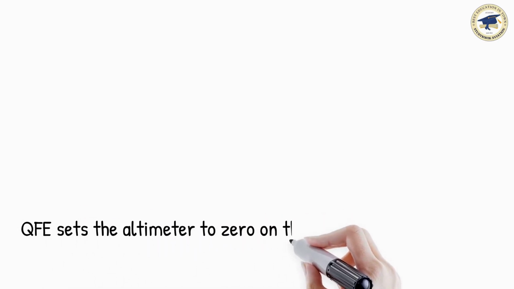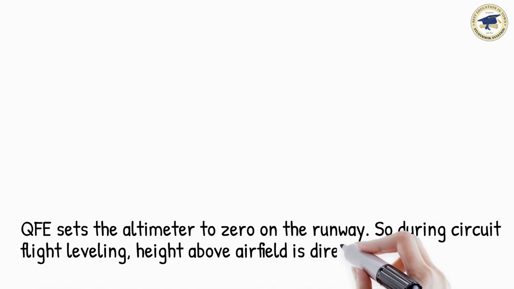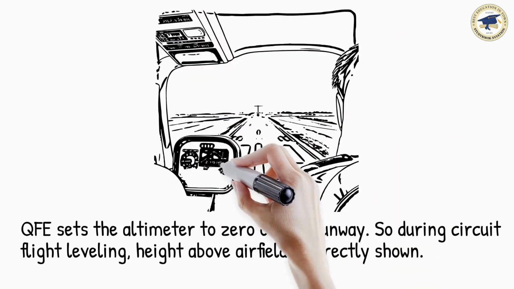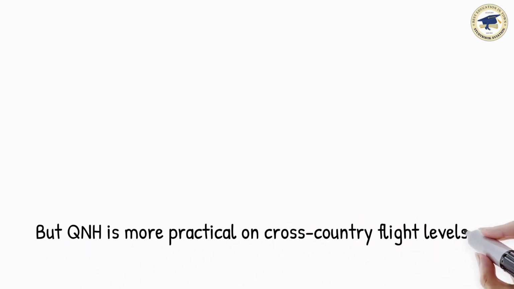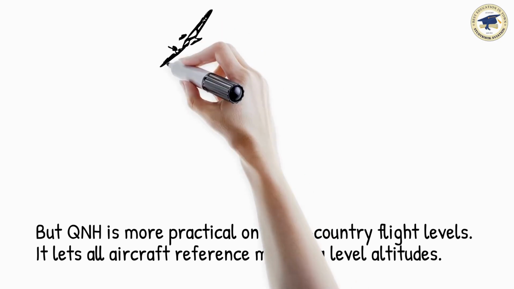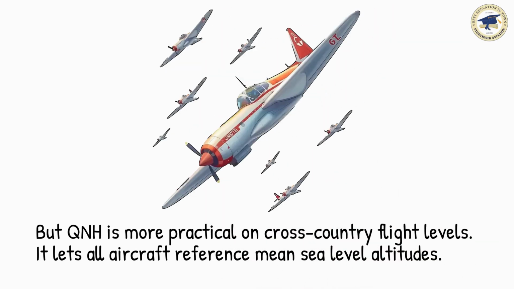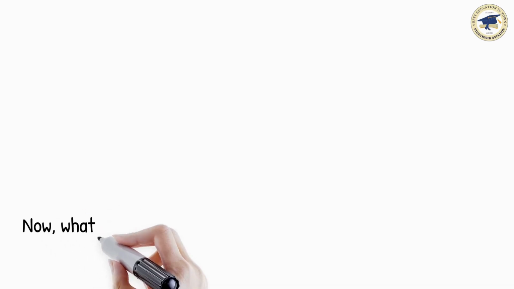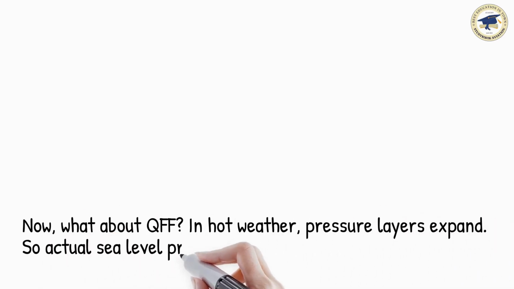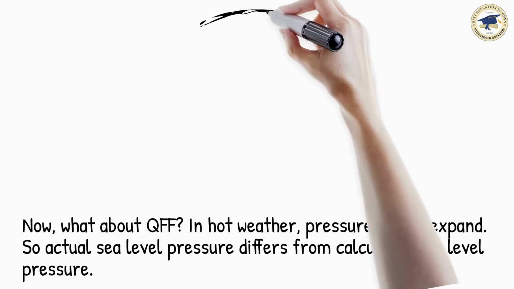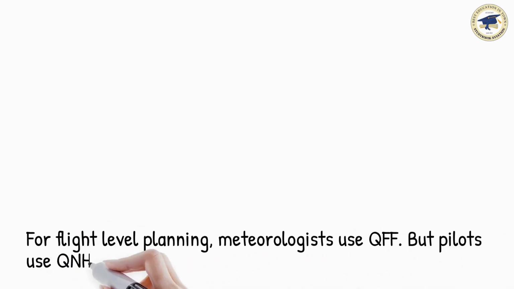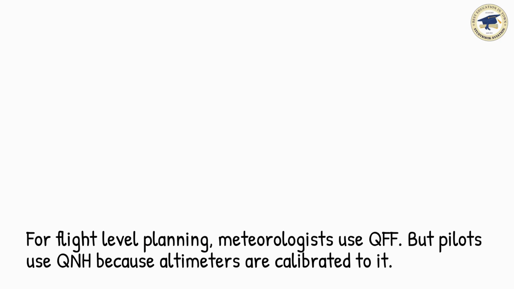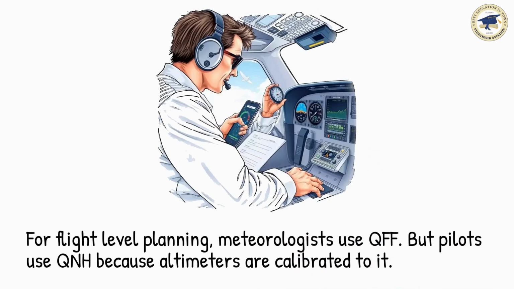QFE sets the altimeter to 0 on the runway, so during circuit flight leveling, height above airfield is directly shown. But QNH is more practical on cross-country flight levels. It lets all aircraft reference mean sea level altitudes. Now, what about QFF? In hot weather, pressure layers expand, so actual sea level pressure differs from calculated sea level pressure. For flight level planning, meteorologists use QFF, but pilots use QNH because altimeters are calibrated to it.